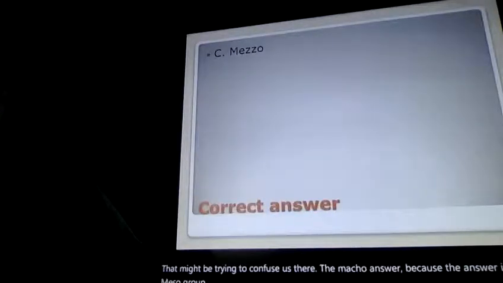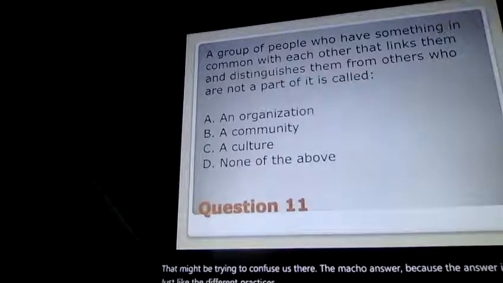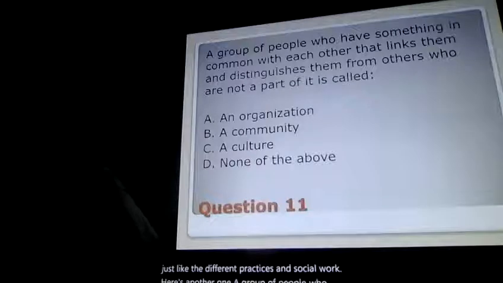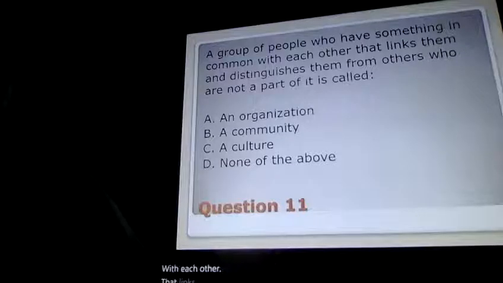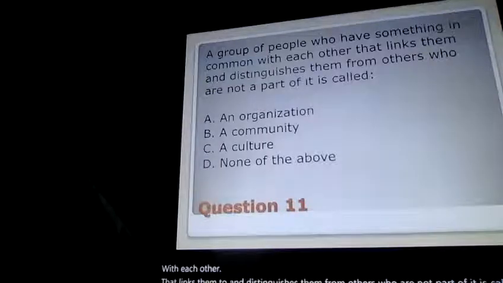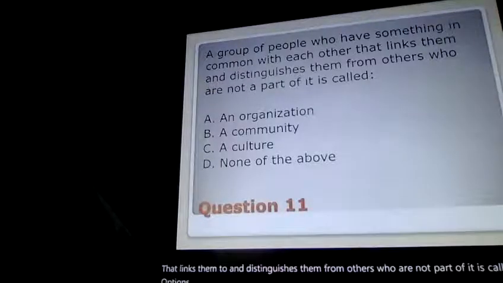Just like the different practices in social work. Here's another one, a group of people who have something in common with each other that links them to and distinguishes them from others who are not part of it is called: organization, community, a culture, or none of the above. And the answer is actually B, a community.